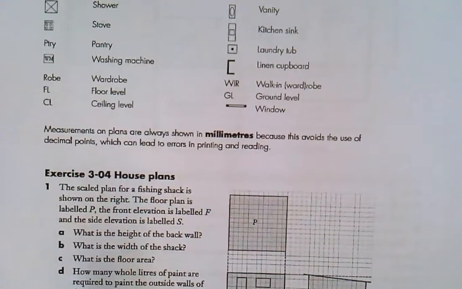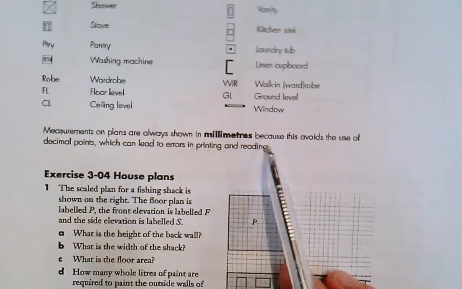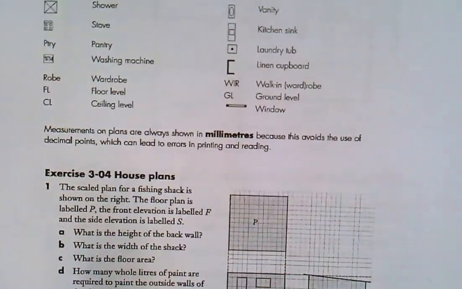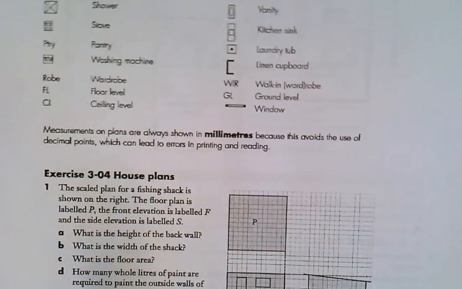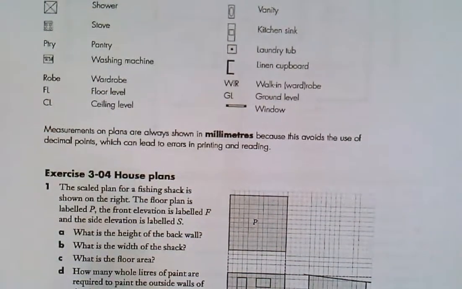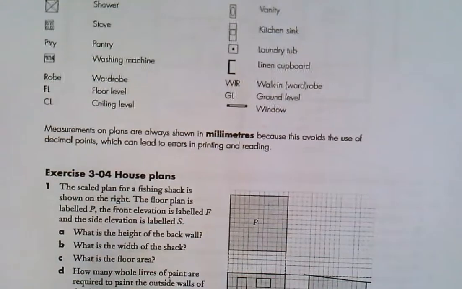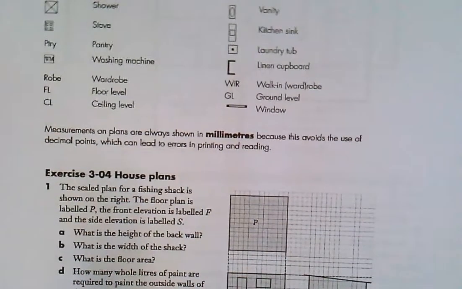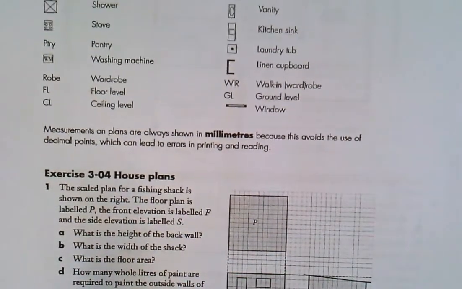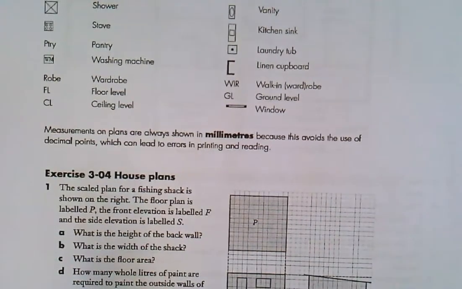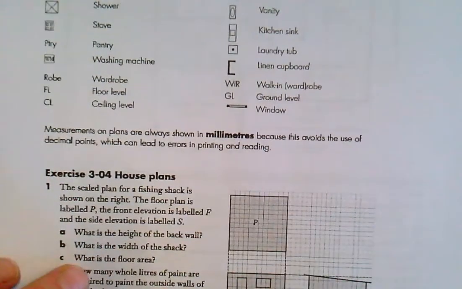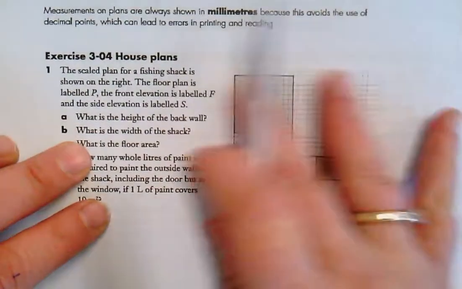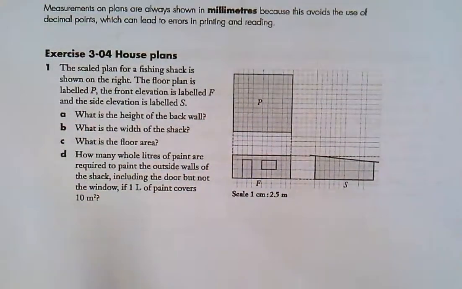So, often in plans, measurements are always shown in millimetres, not centimetres, okay? The reason they do that is that they don't need to use decimal points. So you'll often see things measured in thousands or hundreds, rarely in tens. So it might say 2,200, 3,750, 600 and stuff like that. So they're always in millimetres, except for this one here. We'll go to the millimetre one next, okay?